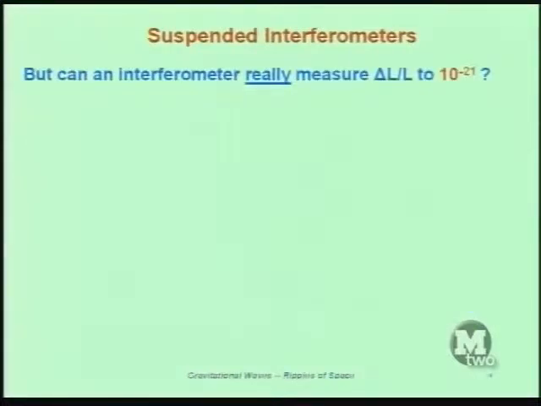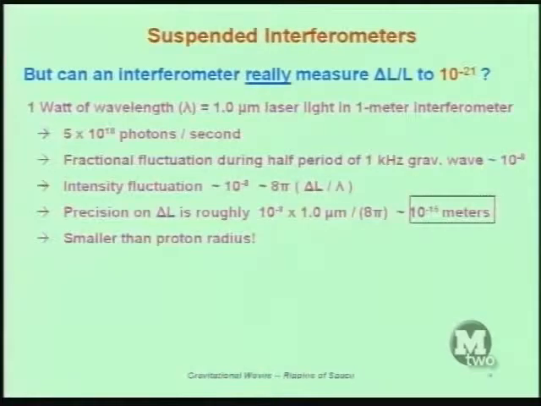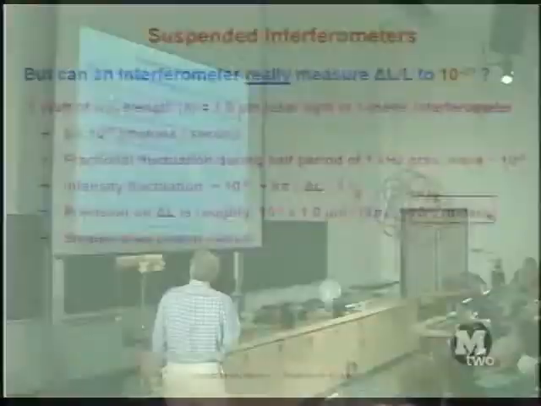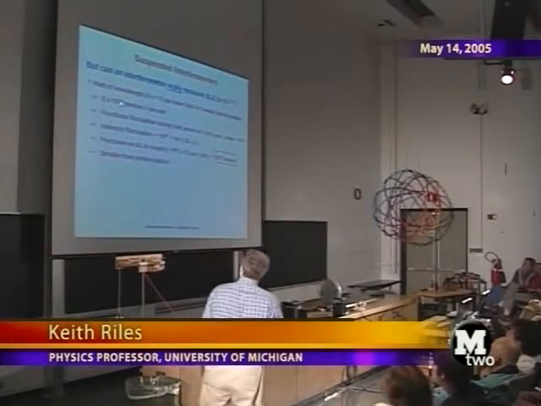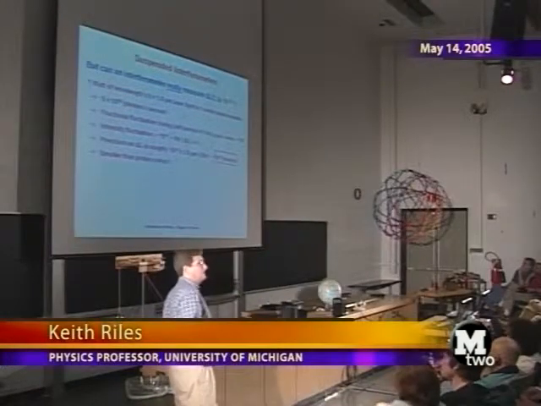Okay. But you might still be skeptical. I mean, can one really measure delta L over L to a precision of 10 to the minus 21? Well, let's go through some numbers. Let's imagine we have a relatively simple gadget, a 1-watt laser, and let's just pick an infrared laser whose wavelength is about 1 micron. And imagine that we have an interferometer that's 1 meter long. Now, it turns out that 1 watt of light corresponds to 5 times 10 to the 18 photons per second.